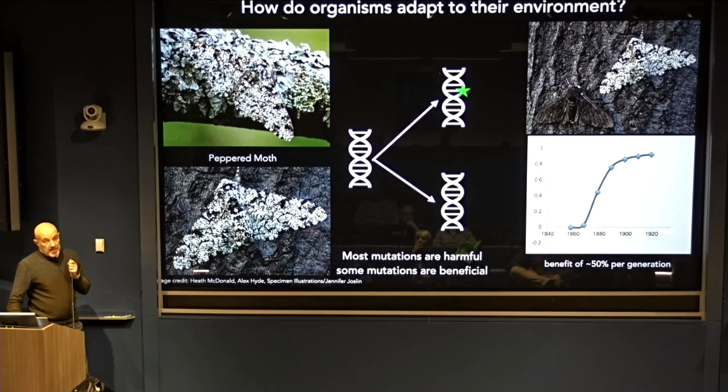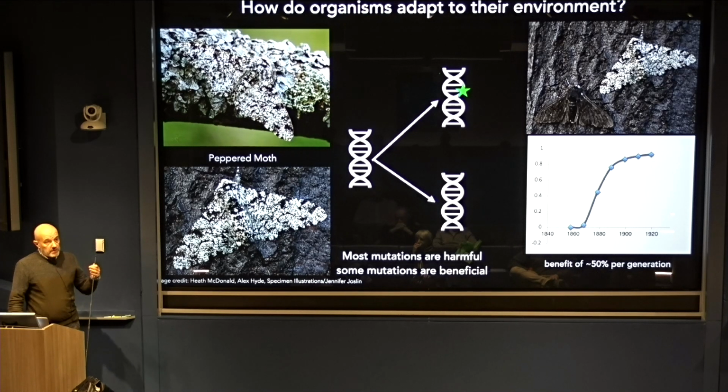So this is an example of adaptive evolution. There was a genetic mutation that spread through the population, and we now know what the mutation is. It's a single mutation, one particular gene called cortex, and it provided about 50% benefit to the individuals that carry it. So how do we think in general about adaptation by mutation?